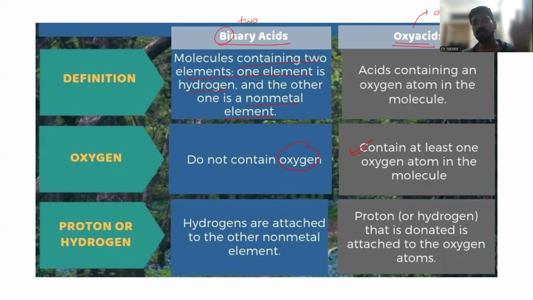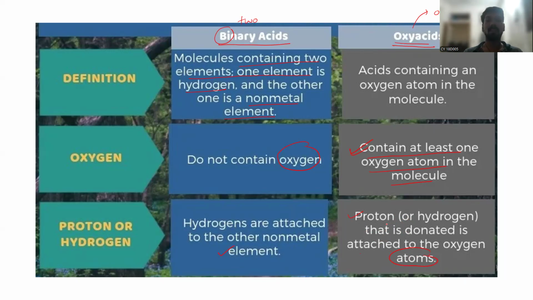An acid containing an oxygen atom in the molecule is an oxy acid. A binary acid has hydrogen as one element and another non-metal, where oxygen is not present. Oxy acids contain at least one oxygen atom in the molecule, and hydrogen is attracted to the other non-metal element. The proton donated in binary acids, and the proton attached to the oxygen atoms, are called oxy acids.